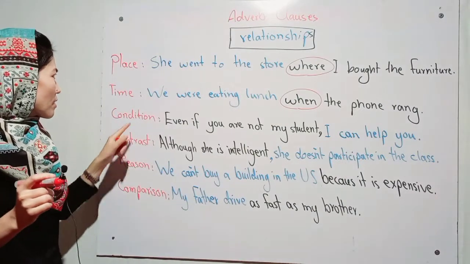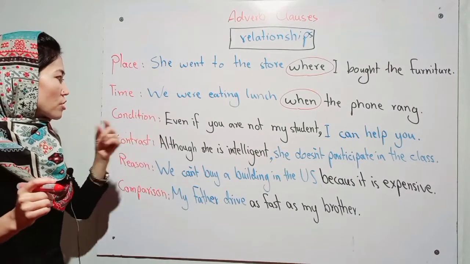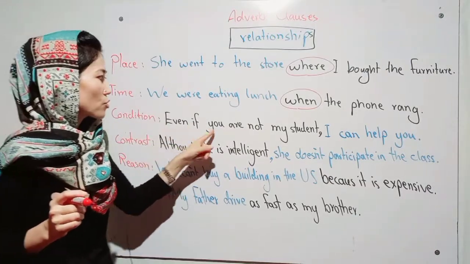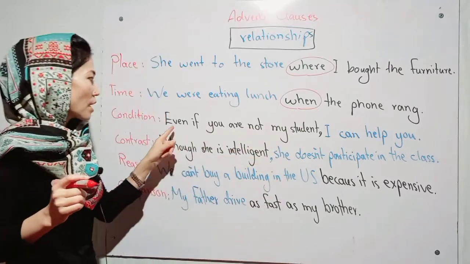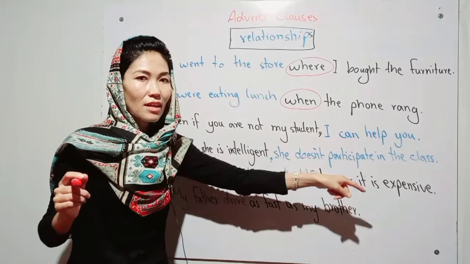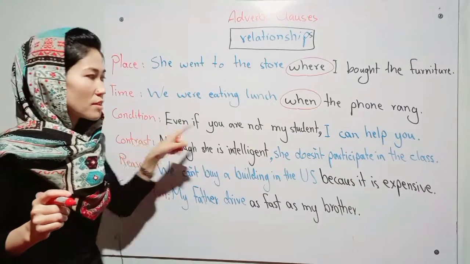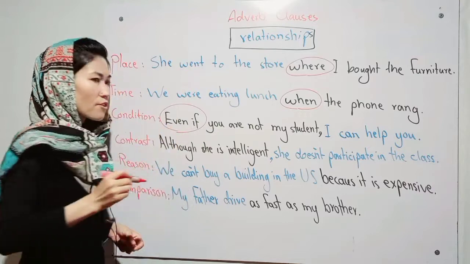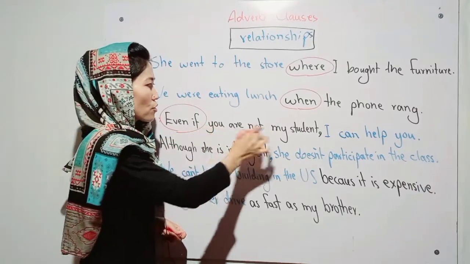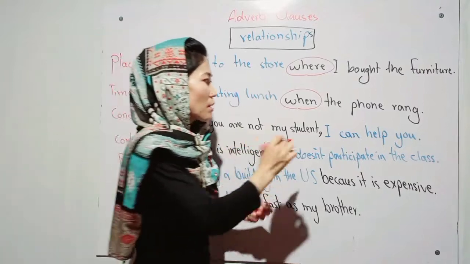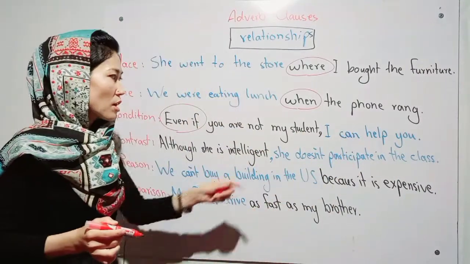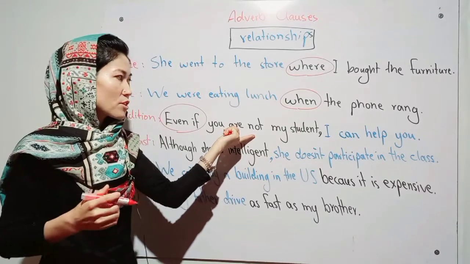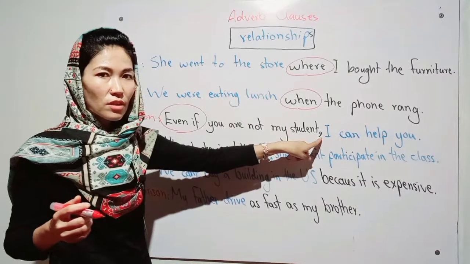The third is condition. For condition we use even if. Even if you are not my student, I can help you. Even if you are not my student is the dependent clause, and even if is the conjunction. I can help you is the independent clause. And if the dependent or subordinate clause comes first, after that we have a comma.